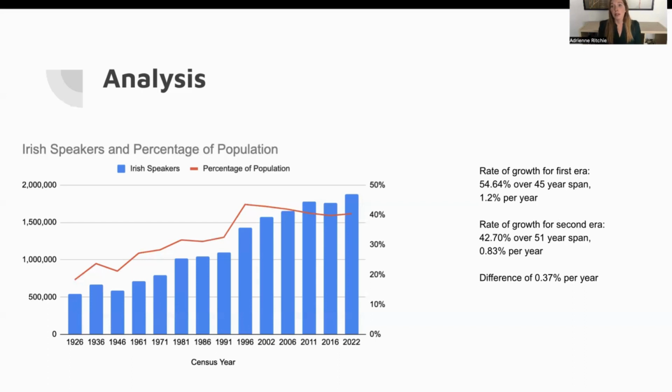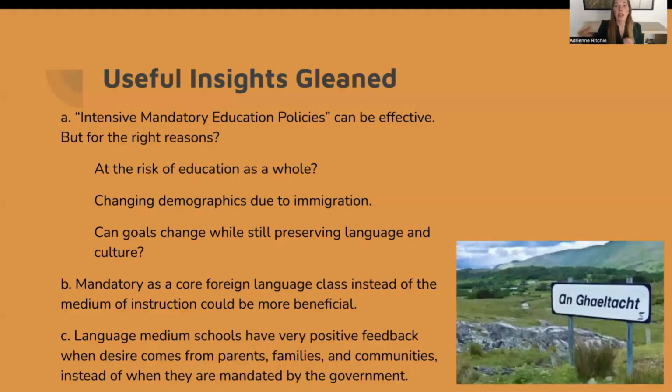So that's still quite a significant growth rate of the percentage of Irish speakers, even with the less strict policies that were more inclusive of all students. And this difference comes out to just 0.37% per year. So with the more inclusive programs, that really just resulted in a decline of 0.37% per year.